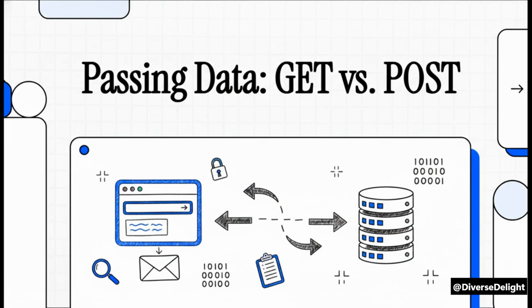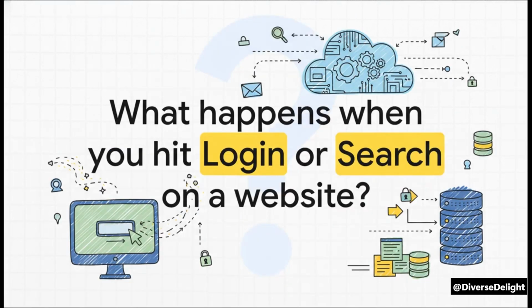Today we're going to pull back the curtain on something you do dozens of times a day, sending information over the internet. We're going to look at the two main ways websites do this, GET and POST. I mean, it really does feel like magic, doesn't it? You type something in, hit a button, and bam, a new page pops up. But behind all that magic, there's a really specific, kind of hidden conversation going on between your computer and the website server. So let's break down what they're actually saying to each other.